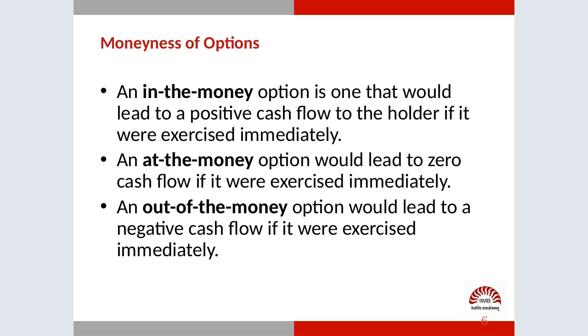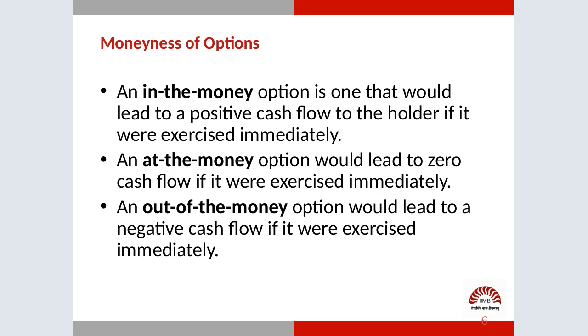It is essentially referred to as being at the money. And if immediate exercise leads to a negative cash flow, it is referred to as out of the money. So an in the money option implies that immediate exercise will lead to a positive cash flow. An out of the money option implies that it will lead to a negative cash flow. At the money means it is going to be equal to zero.